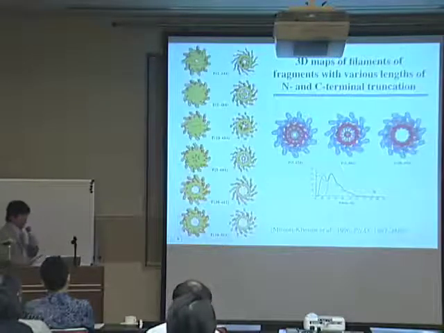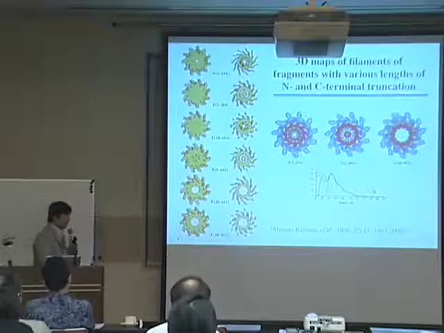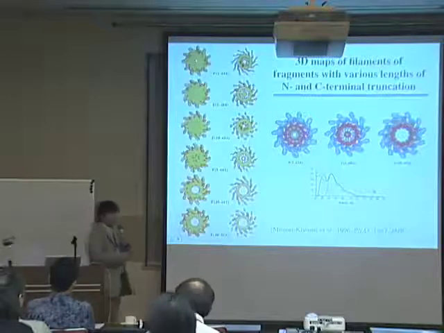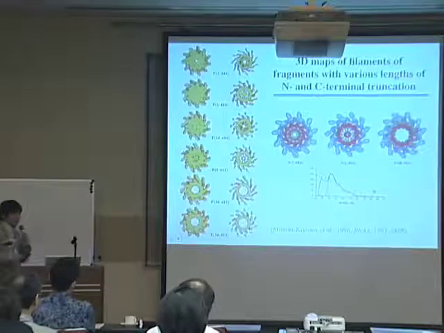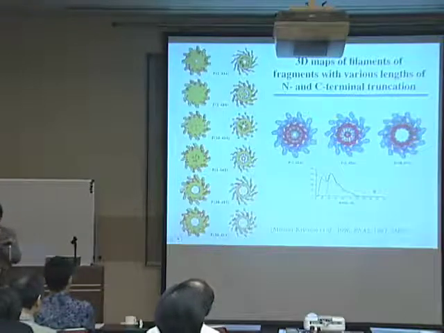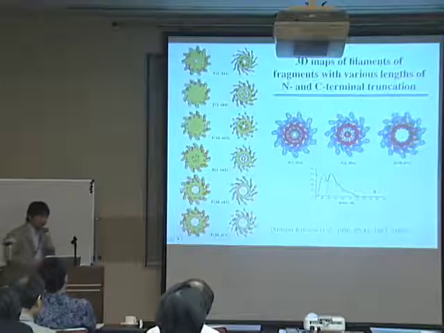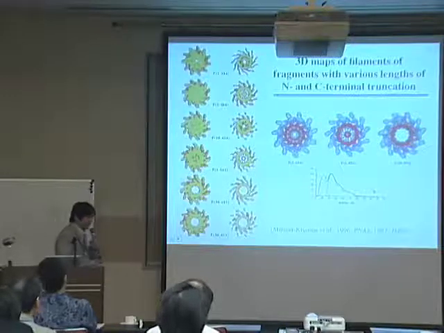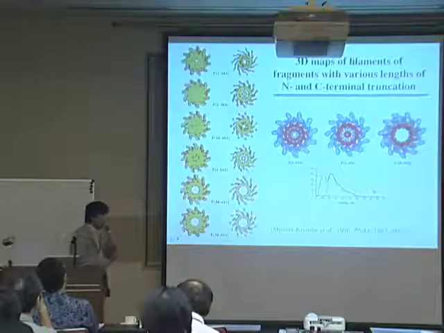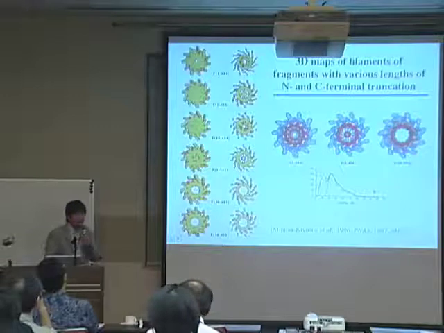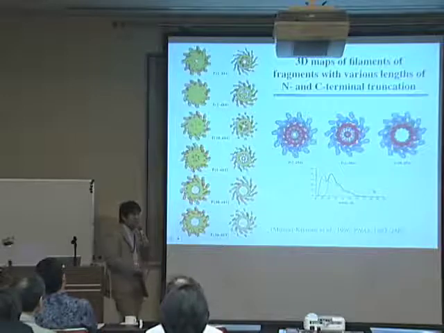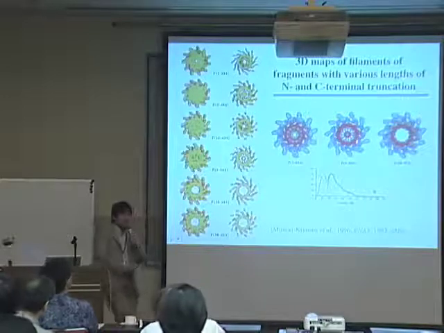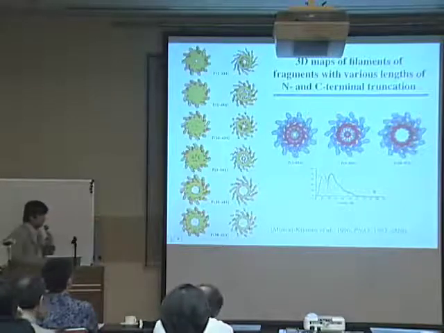So to analyze this, we need some more detailed structure of the bacterial flagellum. To analyze the atomic level structure, we must crystallize those proteins. But the flagellum forms a filament, and under the normal crystallization condition, it just tends to form a filament. So then, we had to overcome this problem.